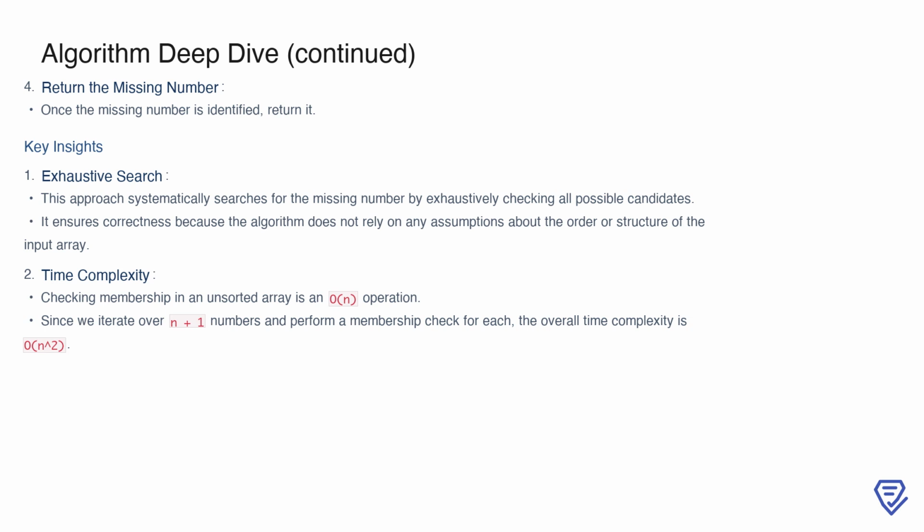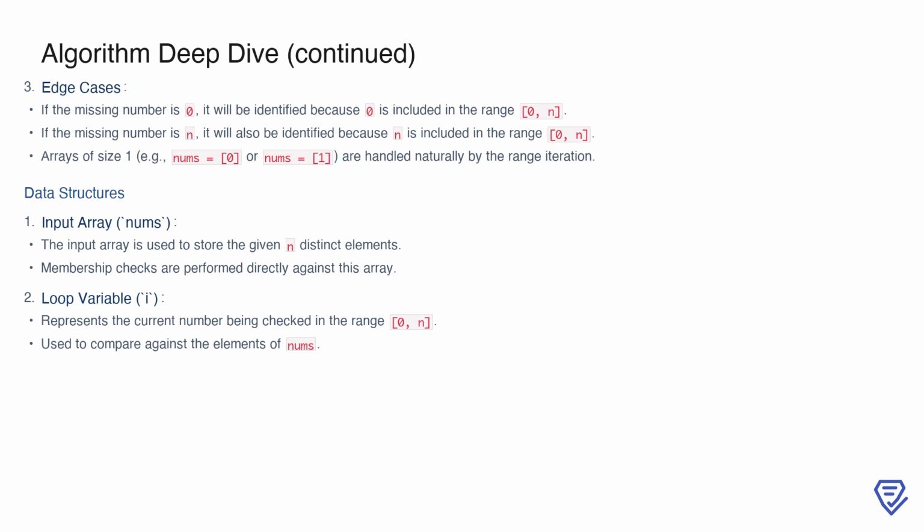Since we repeat this membership check for each of the n+1 numbers in the range, the overall time complexity is n squared. While simple and effective, this quadratic complexity makes the brute force approach inefficient for larger input sizes.